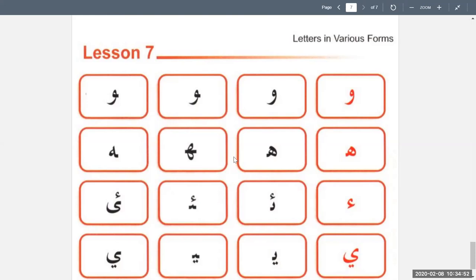At the end of the word, it connects to what precedes it, goes up off the line, and it makes this little rounded part, okay? And that's how it looks at the end of a word. So make the letter ha for me in all of its forms.